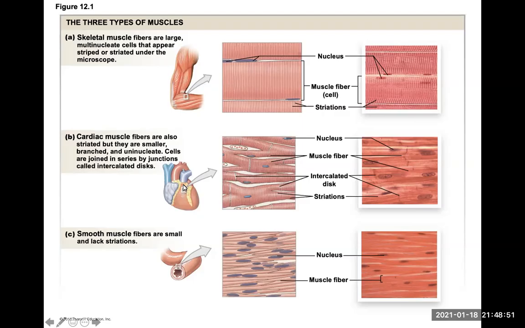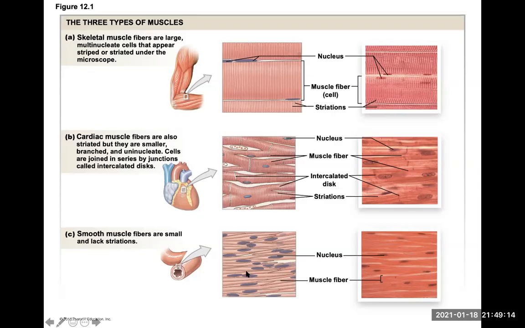Cardiac is found only on the heart. It is striated, so it has the actin and myosin overlapping in these forms that you guys can see. They also have intercalated discs, which are junctions, if you guys remember, between, and we'll talk about these more this semester, between the cells of the heart so that they beat autorhythmically. And then they're also branched.